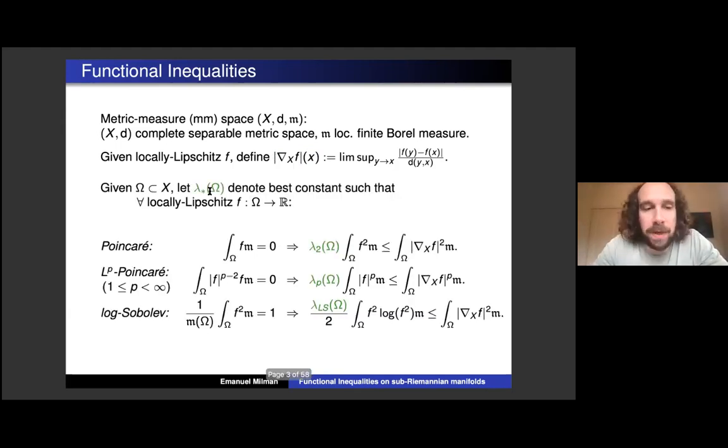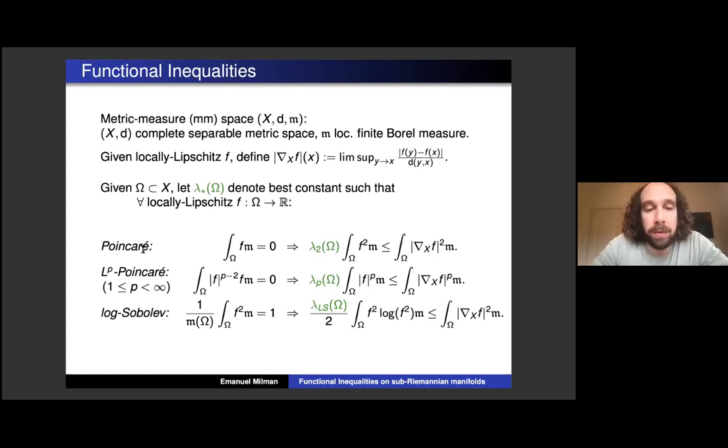So now, given a subset omega of our space X, let me denote by lambda star of omega, where star will correspond to the particular functional inequality we're interested in, the best constant so that the following should hold for any locally Lipschitz test function f on omega. So the first example, probably the most classical example, is that of the Poincaré inequality.